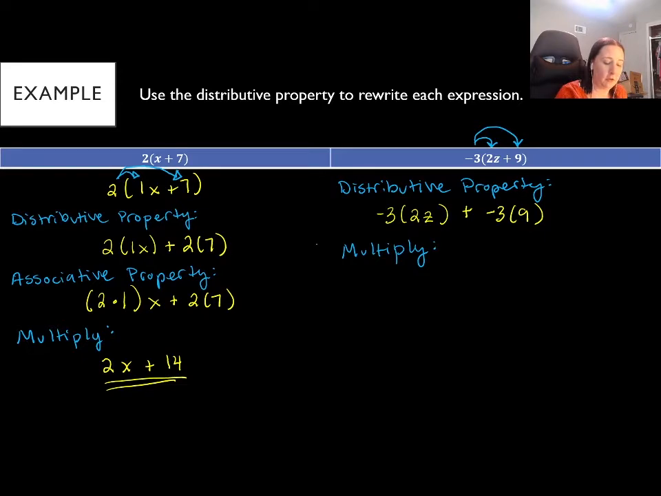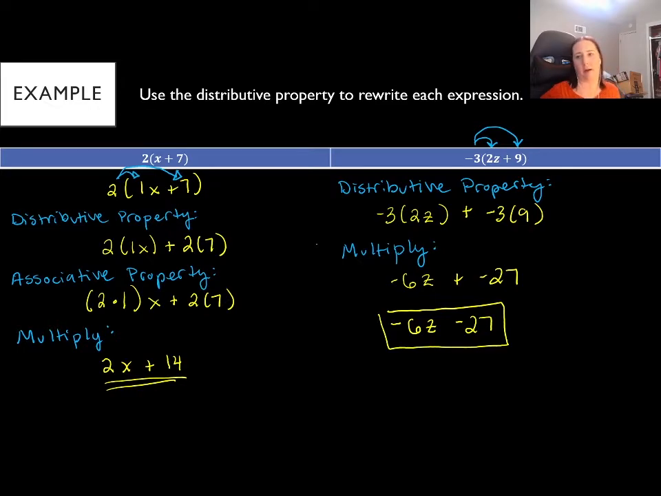And then you just multiply your numbers together. So -3 times 2 is -6. And then I have a z. And then -3 times 9 is -27. So I have -6z plus -27. And then what we usually do is when you're adding a negative, we just turn that into subtraction. So we can write this as -6z minus 27. And that would be our final answer.